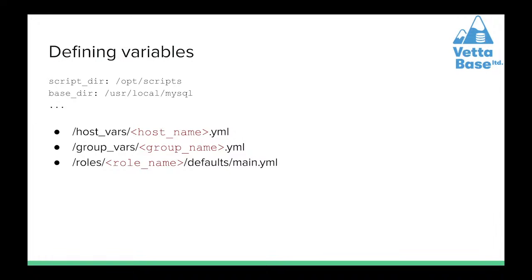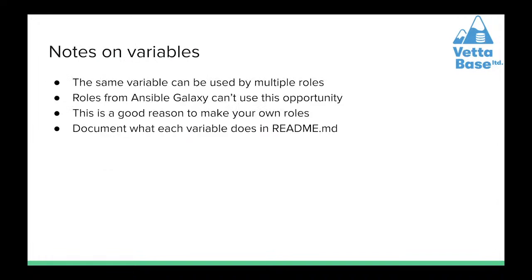These locations are read for each individual host in this order. So if a certain variable is found in host_vars, it will be used. If it's not found, it will be searched in group_vars, and so on. Some notes on variables. I think it's very important to say that the same variable can be used by multiple roles. As I showed before, a variable is not necessarily defined in a role. It can be defined for each group or even for hosts.